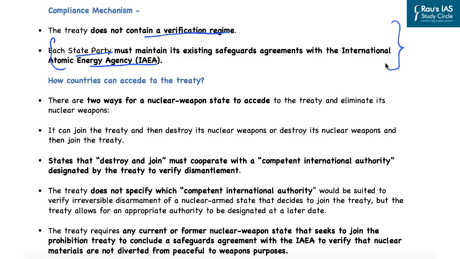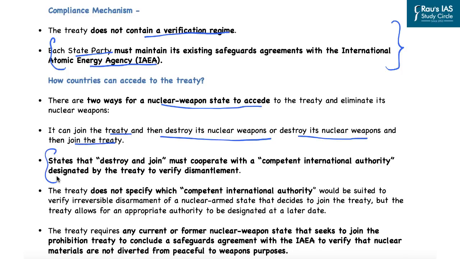The next important thing that we need to understand is how can a country accede to this treaty. So there are two ways for a nuclear weapon state to accede to this treaty. And mainly the nuclear weapon states are not party to this TPNW, which includes all the nuclear weapon states under the NPT as well as the new nuclear weapon states like Israel, Pakistan, India, etc. So for nuclear weapon states to accede to this treaty, they can join the treaty and then destroy its nuclear weapons, or they can destroy the nuclear weapons first and then join this particular treaty.